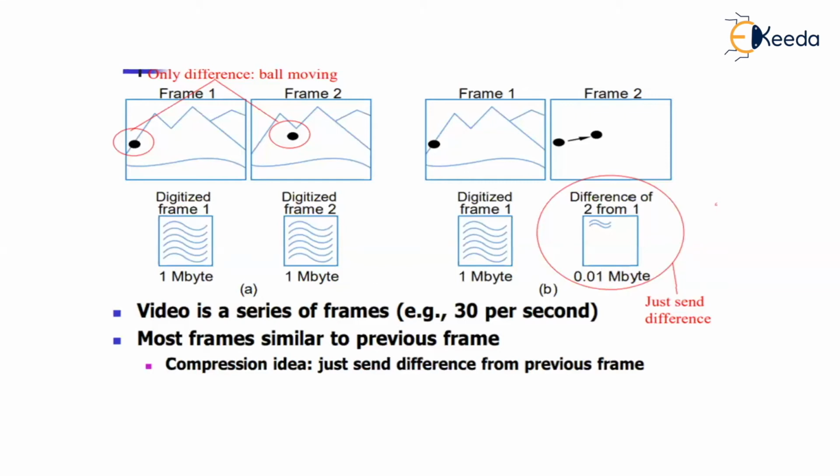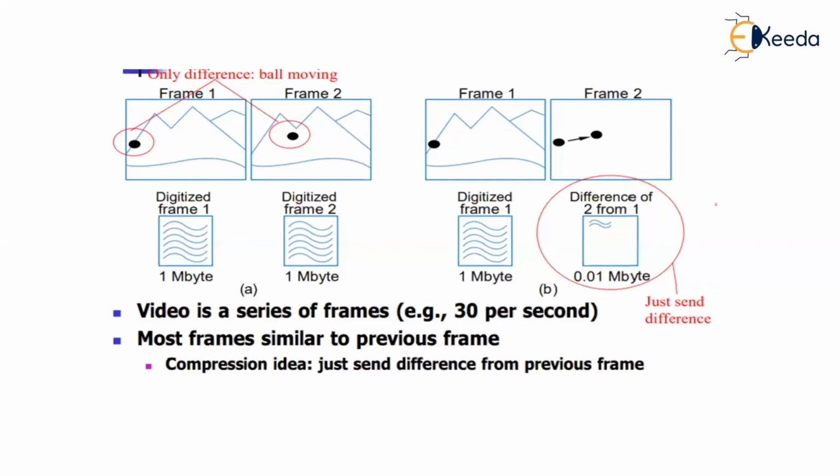So what is the difference? Suppose frame 1 has a ball and frame 2 also has a ball, because it is a video, but in frame 2 the ball is in another pixel location. Everything else, the mountain and the water at the bottom, is the same. The only difference is that the ball has moved. If I send the entire frame 1 and 2, I need 2 megabytes. But when I compare frame 1 and frame 2, just the ball has moved. My ultimate aim is to pass the information that my ball has moved.